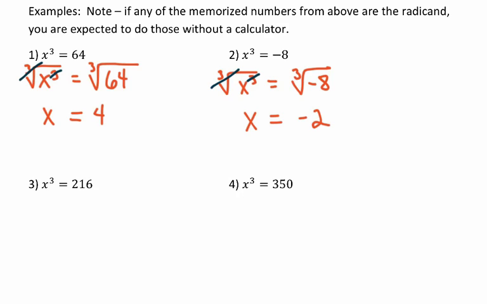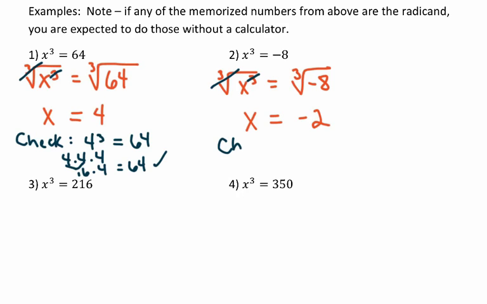Now let's check each one of those. So the check is to make sure that 4 to the third power really does equal 64. So it's 4 times 4 times 4. 4 times 4 is 16, and 16 times 4 equals 64. So it does work.